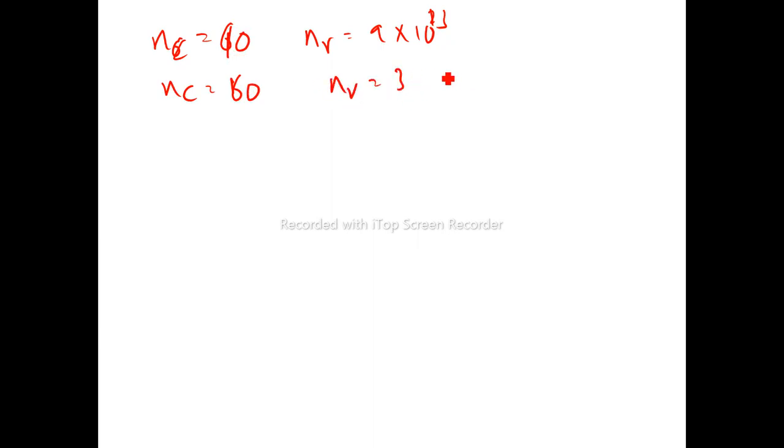Okay, so we come to know that. So we will summarize. For 10 atoms, the number of clusters formed is 9 into 10 to the power of 13, and for 60 atoms NR is equals to 3 clusters.